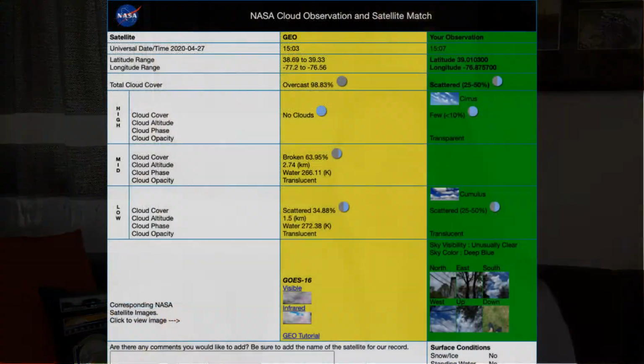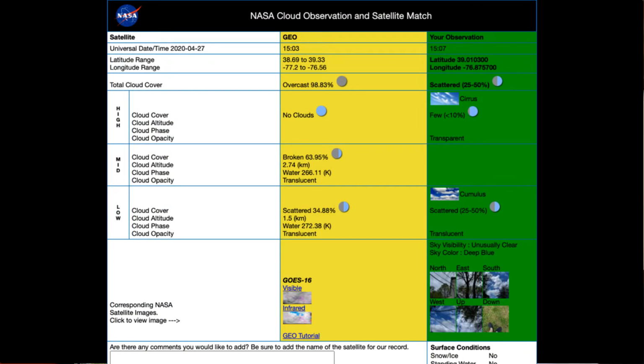Another thing that can happen is that low clouds can block your view of high clouds. Likewise, when the satellite is looking down, high clouds can block its view of low clouds. Here's a good example. It looks like the low cumulus clouds were blocking my view of the mid-level clouds, which I also mistook for high-level clouds.